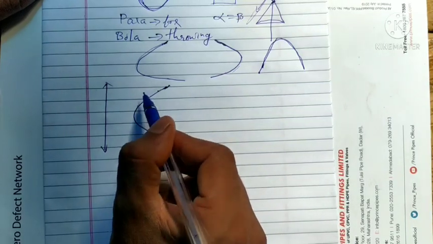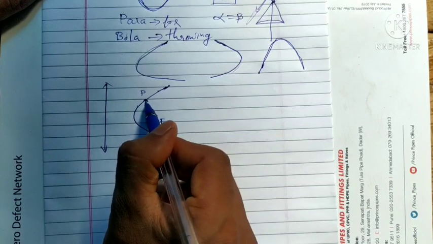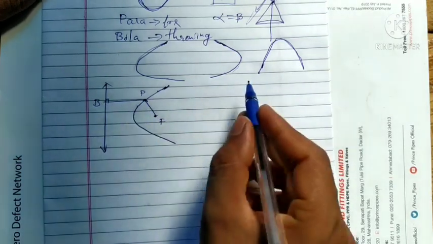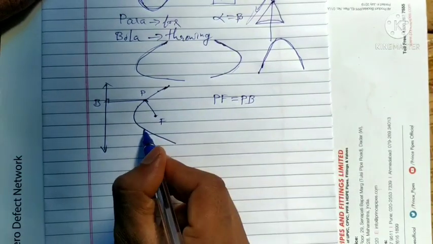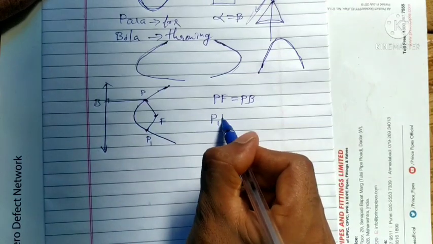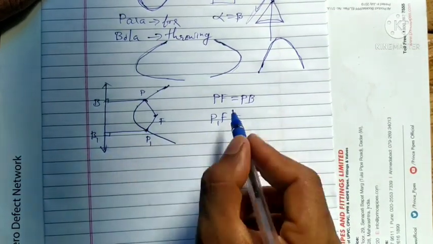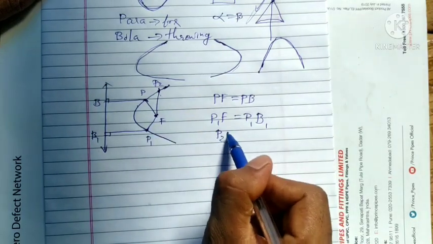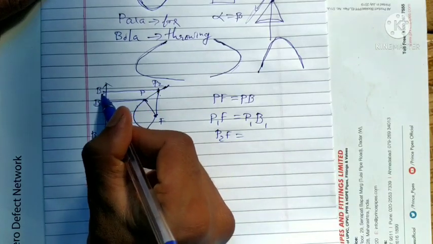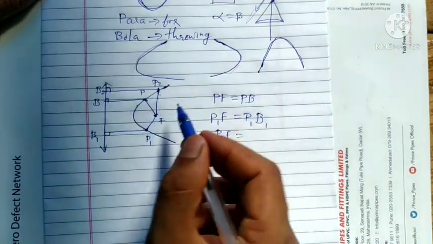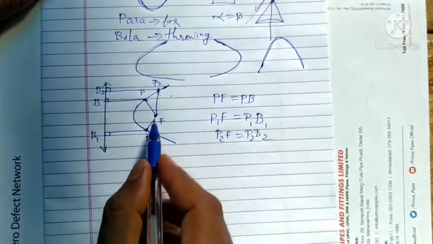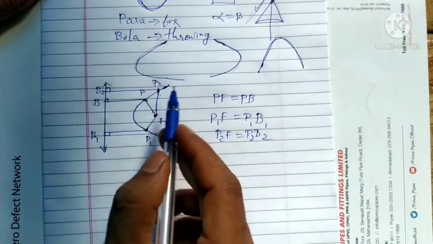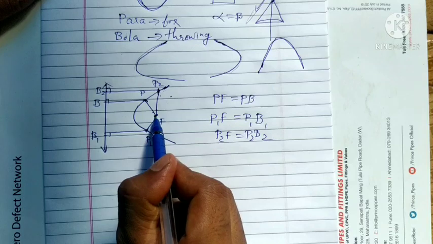If you consider any point here, P, and if this is F, then PF is equal to PB, the perpendicular distance. Similarly, if you consider one more point here, P1, then P1F is the same as P1B1, the perpendicular. For P2, the distance P2F is the same as P2B2, the perpendicular. Even though it looks different, it is equal. It depends on the position of the focus and directrix. Every parabola satisfies this condition, that all these points are equidistant from a fixed point and a fixed line.